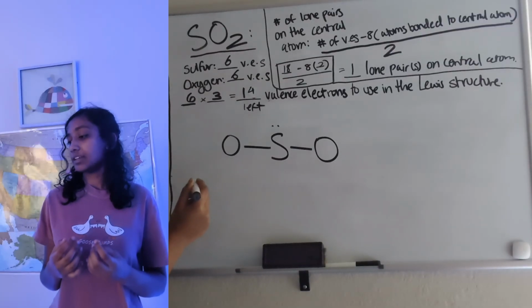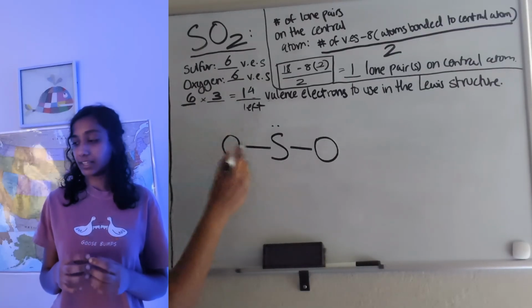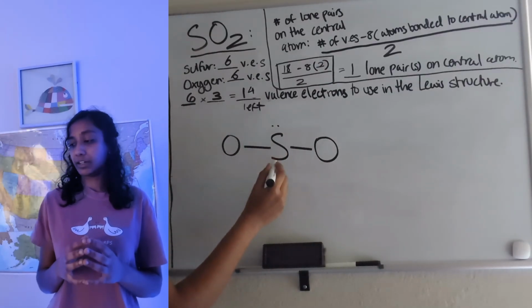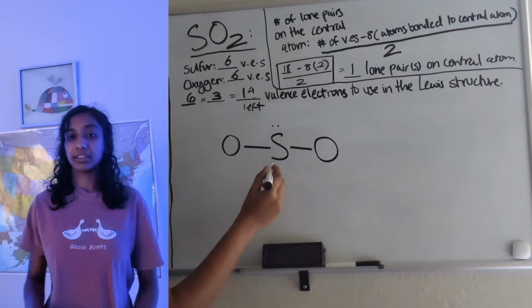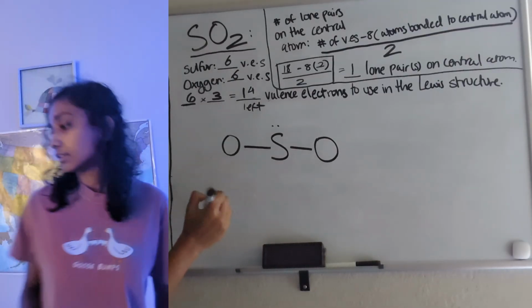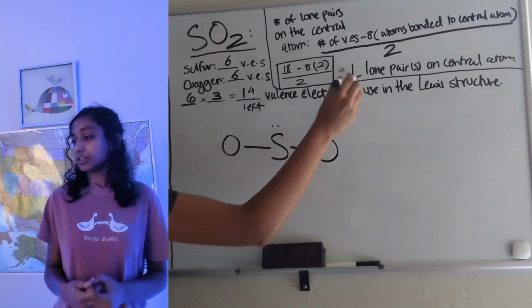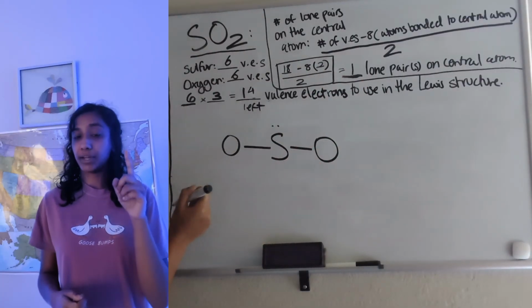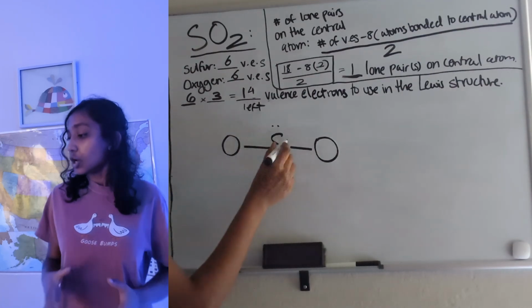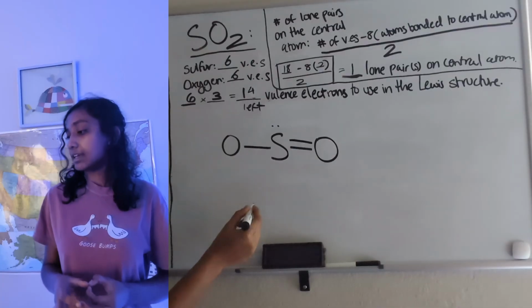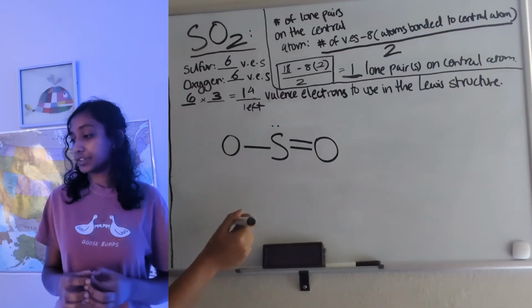Now we focus on giving each atom 8 total valence electrons. Sulfur already has 6 due to its lone pair and 2 bonds, so it only needs 2 more valence electrons. Those electrons can't be in the form of a lone pair, since our formula told us that there can't be more than 1 lone pair on the central atom. So we add 2 electrons in the form of a double bond to oxygen. Now sulfur has 8 valence electrons.